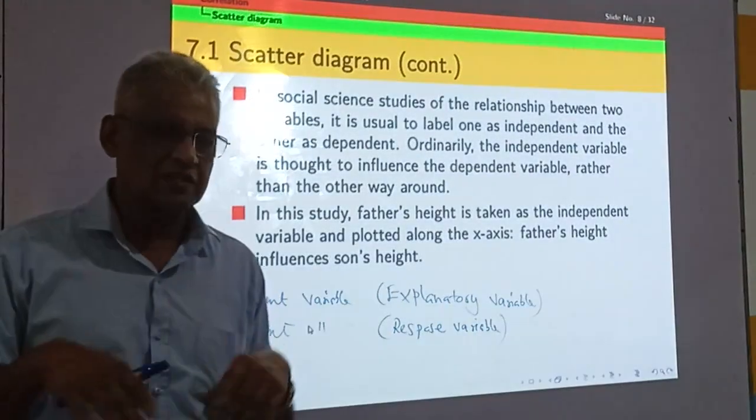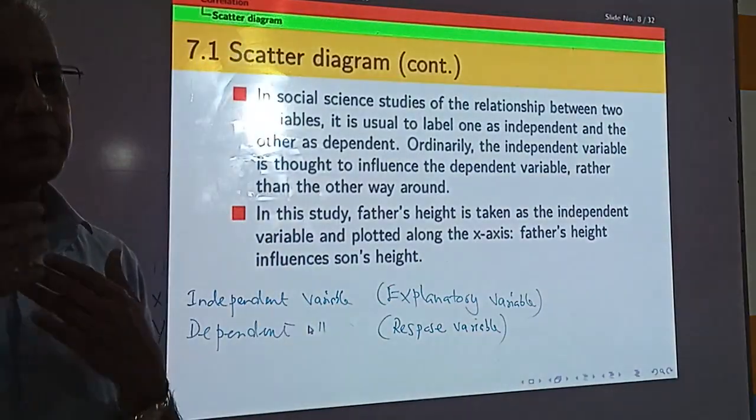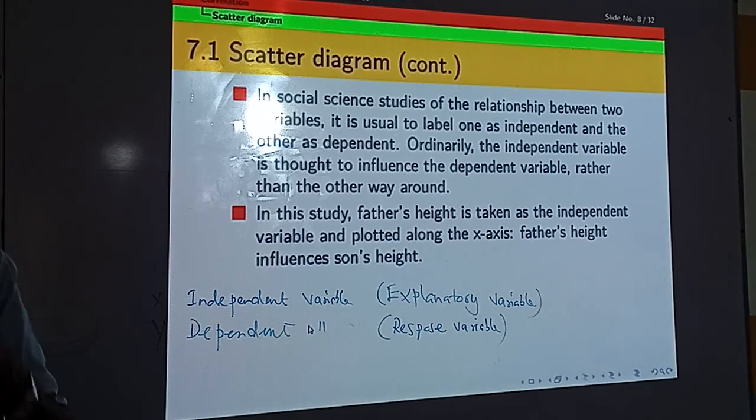So it depends on what you really want to do. In most of the cases, there is a natural choice also. But in a particular problem, that choice may be the other way around because of some particular reason. So the real way to look at it is that what you really want to predict is y, and the other variable is x.